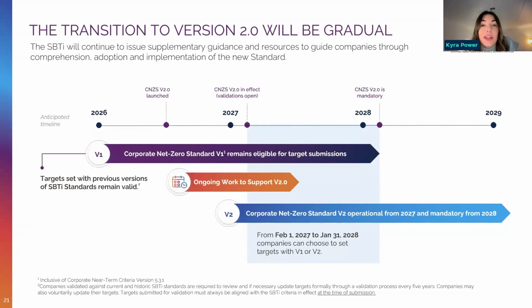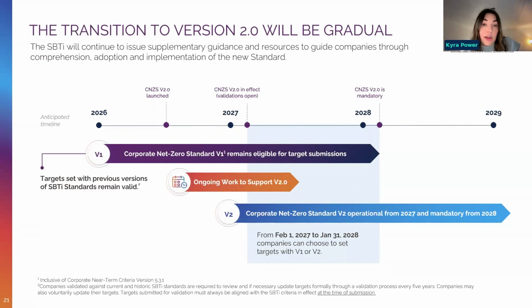Target validations will open in February 2027, giving companies interested in setting targets with version 2 plenty of time to prepare. Throughout 2027, companies will be able to choose between using V1 or V2 to set targets. Beginning February 1st, 2028, previous versions of the standard, including our separate near-term criteria, will no longer be eligible for use.